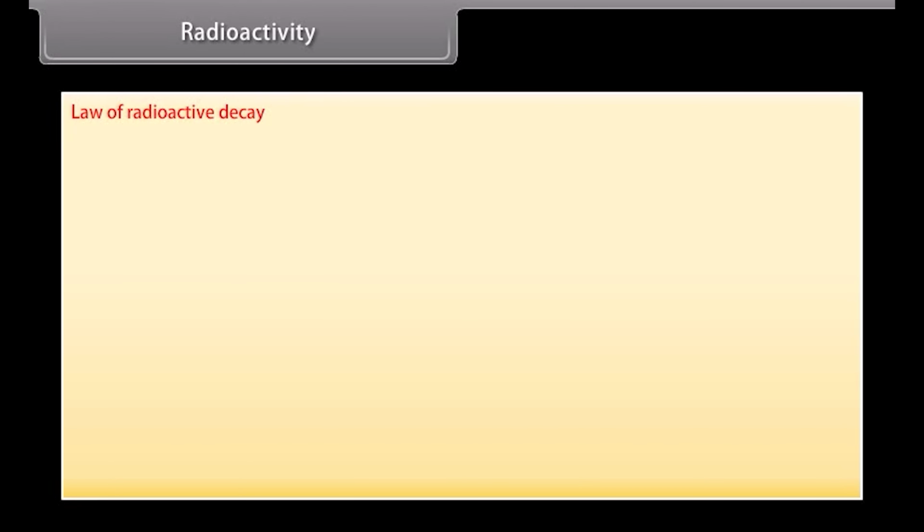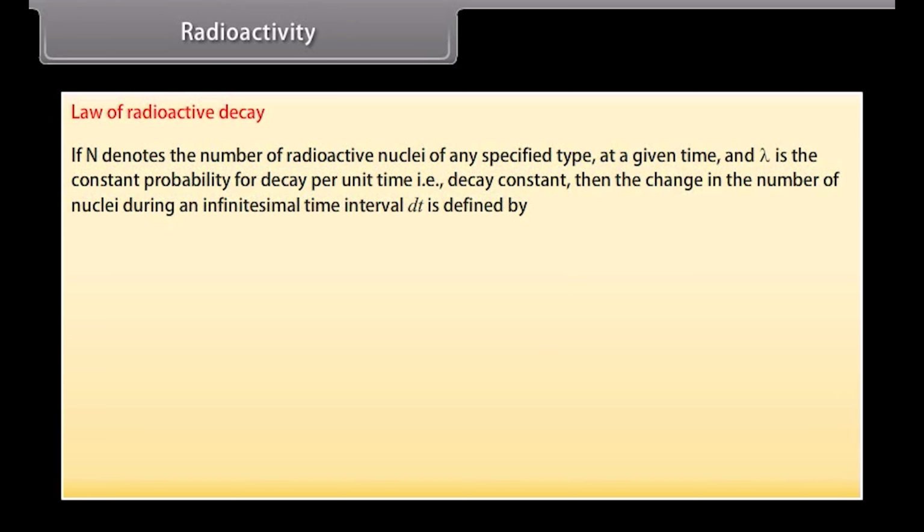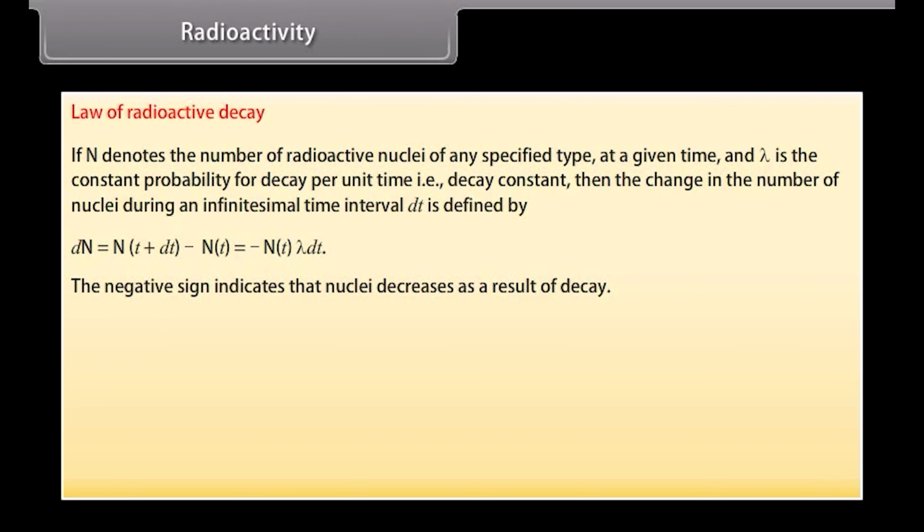Law of radioactive decay. If N denotes the number of radioactive nuclei of any specified type at a given time, and λ is the constant probability for decay per unit time, that is, the decay constant, then the change in the number of nuclei during an infinitesimal time interval dt is defined by dN = N(t + dt) − N(t) = −N(t) λ dt. The negative sign indicates that nuclei decrease as a result of decay.